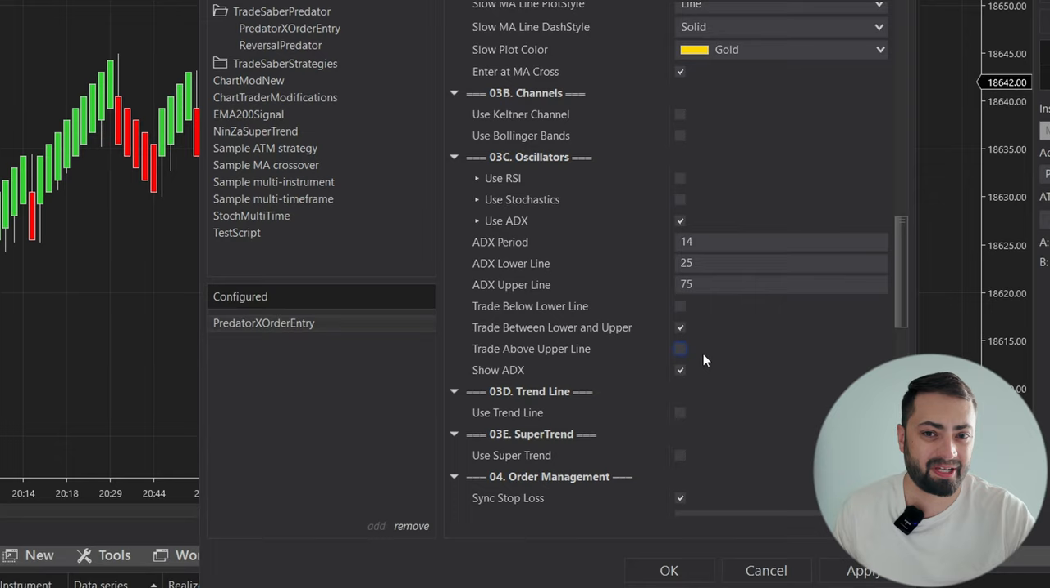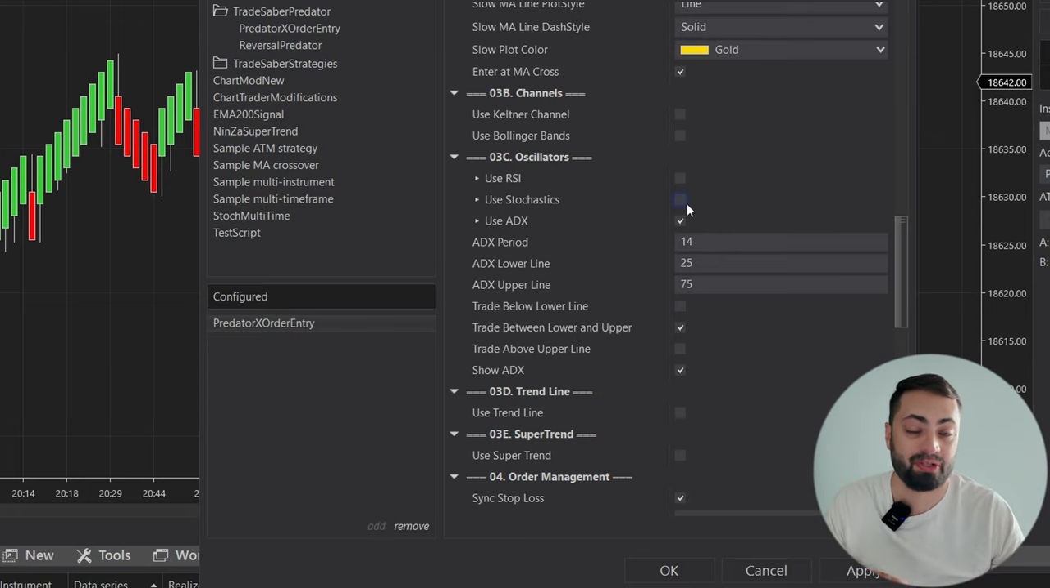I know some users that want to avoid taking trades when the ADX reaches this level, but others only want to take trades when the ADX reaches this level. So really, it's up to you and what you're looking for in your strategy. For the template I'm building today, I'm going to leave it off. I only want to take trades between the lower and the upper lines. So that's all there is to the ADX.